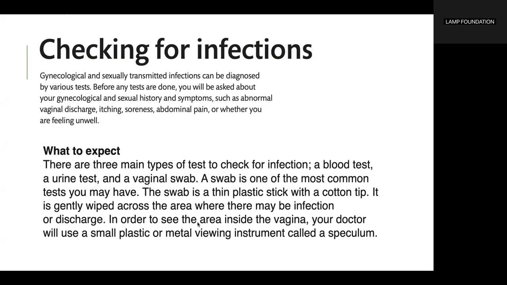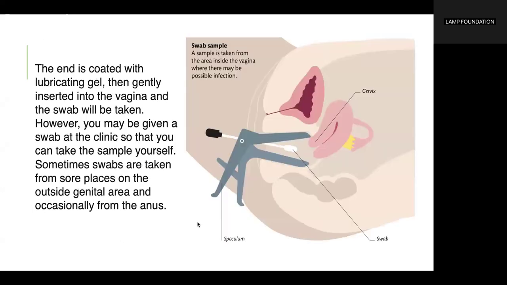In order to see the area inside the vagina, your doctor will use a small plastic or metal viewing instrument called a speculum. The end is coated with lubricating gel, then gently inserted into the vagina, and the swab will be taken. However, you may be given a swab at the clinic so that you can take the sample yourself. Sometimes swabs are taken from sore places on the outside genital area and occasionally from the anus.